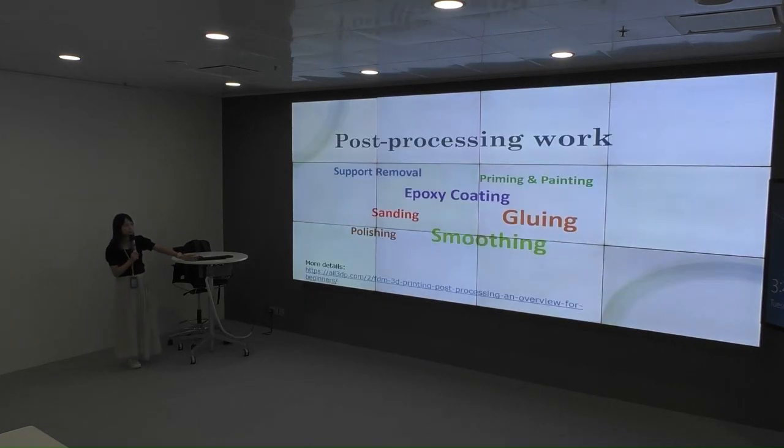Okay, some post-processing work. You can click the hyperlink here to read more about it. Actually, it depends on the printing technology. You can paint by yourself, or do some coating or gilding. If your object is too big and out of the printing size, you print it in different parts and then stick them together. You can use some sandpaper to make the surface smoother. So you can click the hyperlink for more details. That's it for my introduction about 3D printing.